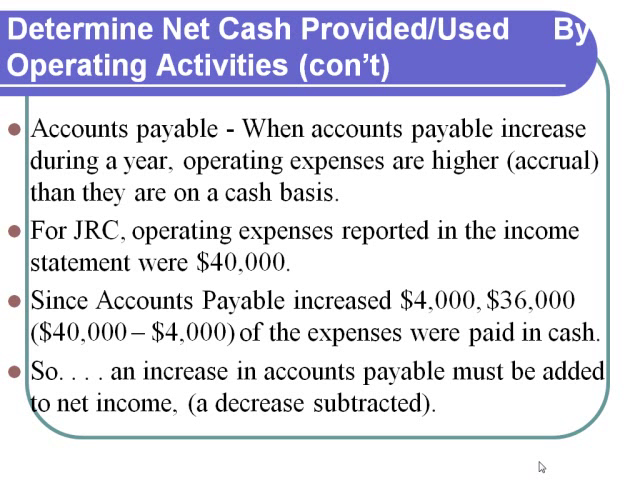So one of those items on the income statement included in operating expenses was charged, but we actually didn't pay it yet. However, we reported operating expenses on the income statement for the full $40,000 because we use accrual accounting. But since accounts payable increased $4,000, really only $36,000 of those expenses were paid in cash. So when accounts payable increases, we have to add that back to net income. By the way, if accounts payable decreases, that would mean we paid down our accounts payable, and we would have to subtract it.